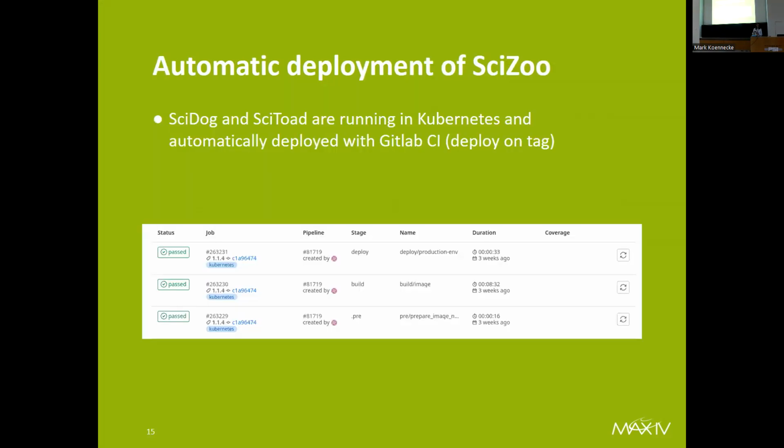And we also have the automatic deployment of SciDog and SciToad in Kubernetes. So basically, when you work on a separate branch, it will spin up a test instance directly into our Kubernetes development cluster. And if you tag a new version, it will automatically update the current production deployment of SciDog or SciToad, depending on which one you were working on. So it's all done automatically and run in Kubernetes.